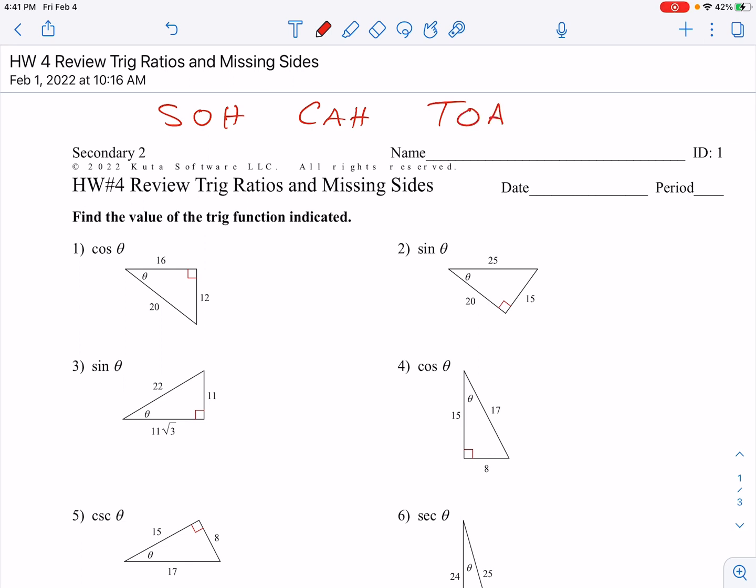SOH CAH TOA. Number one, we're doing cosine, so I need the adjacent, the side that goes from the angle to the 90, adjacent, over the hypotenuse, the longest side. So the answer would be 16 over 20, which can simplify to 4/5.